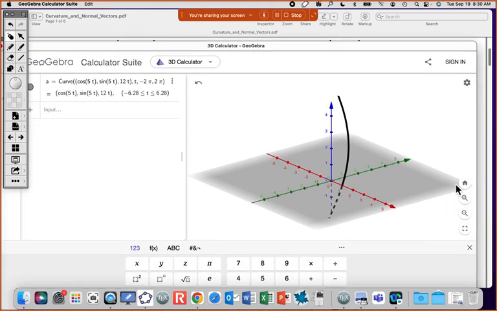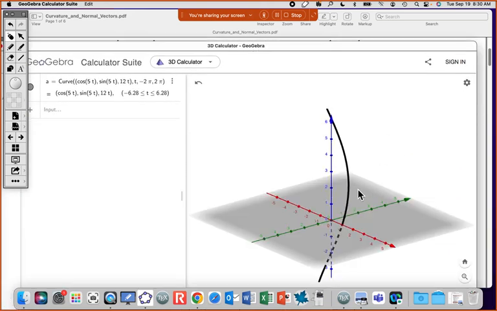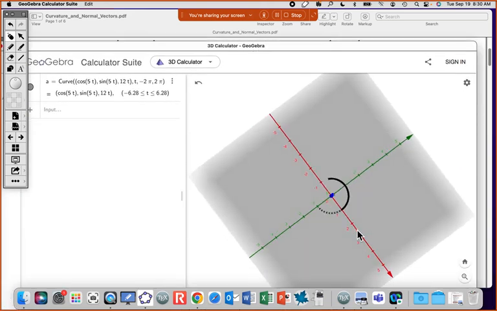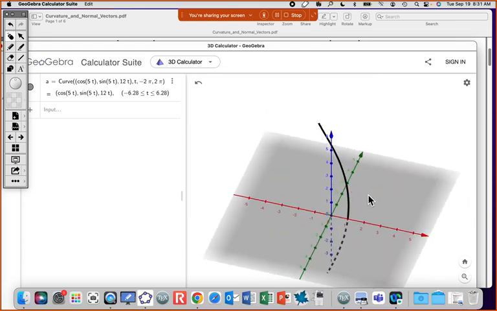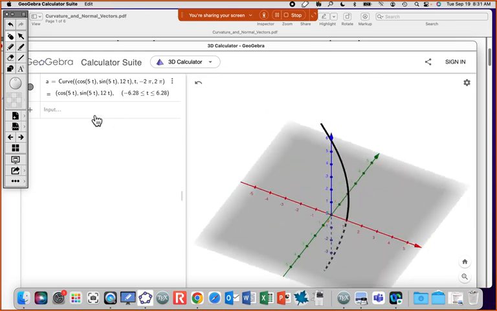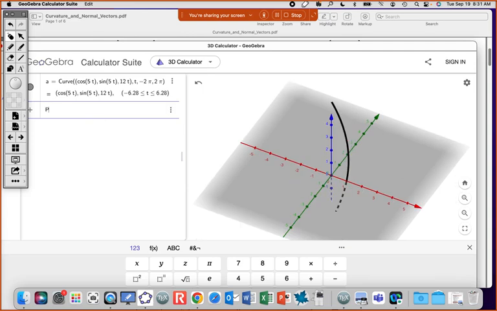And if we want, we can zoom out. We can look straight down here and see that we're getting a circle. So we are getting the helix here. We're interested in the point P (1, 0, 0). So there's the point P.